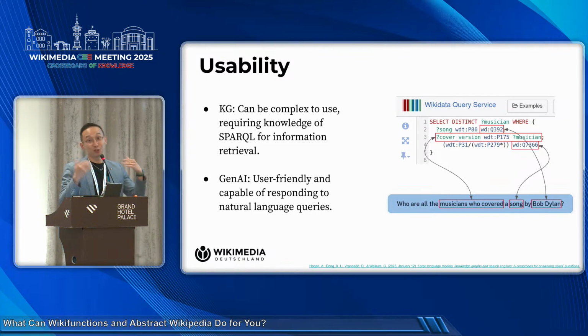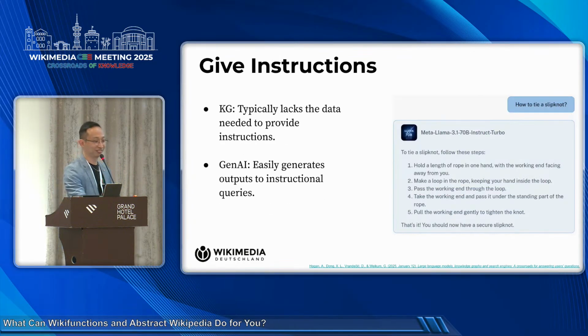Usability. Knowledge graph can be complex to use, requiring knowledge of SPARQL for information retrieval. Look at this SPARQL query service there, and Gen AI is user-friendly and capable of responding to natural language queries. Don't feel sad. I have something to show everyone later at the end of this presentation, a sneak preview of what we are doing, so you can see where we are going.